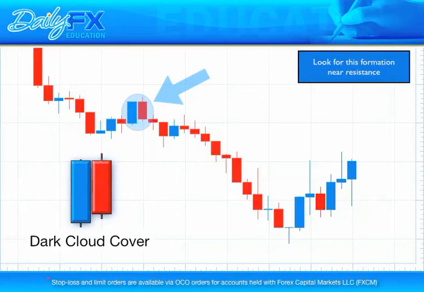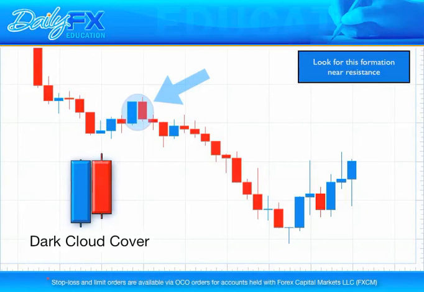This formation suggests that sellers have begun to take charge of the market, and buyers have been shaken out by the sudden loss of bullish momentum. Downtrends are common after this formation as more sellers confidently enter the market with a protective sell stop just above the highs of the formation.